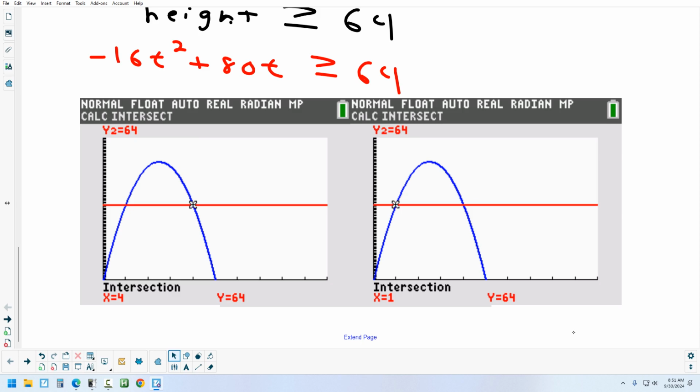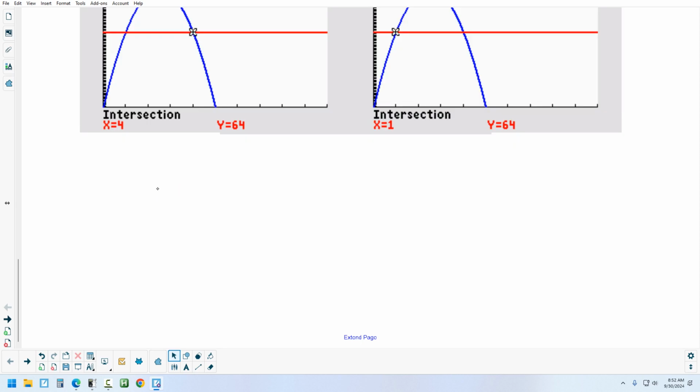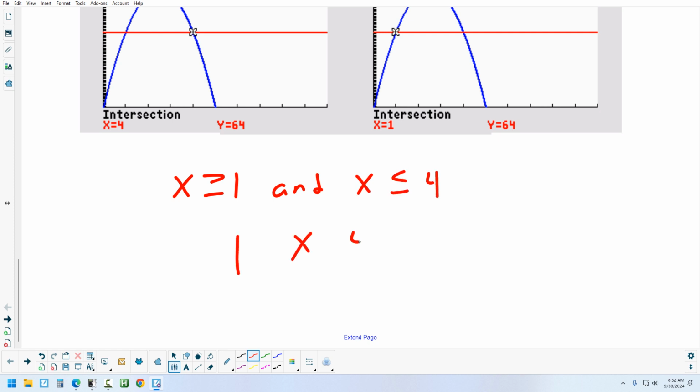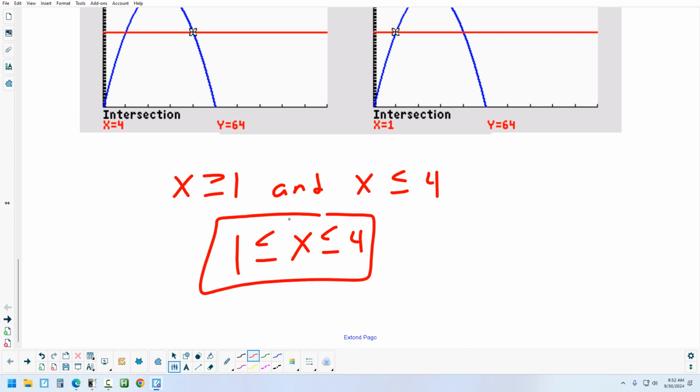All right, so I've got both my intersection points. The x value represents time. So how would you explain here when this object is at 64 feet or higher? Yep. x is greater than or equal to 1, and x is less than or equal to 4. We can say it as a compound inequality, like that. So that really means between 1 and 4 seconds.